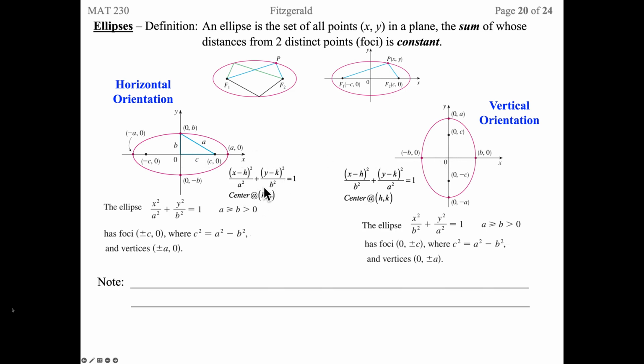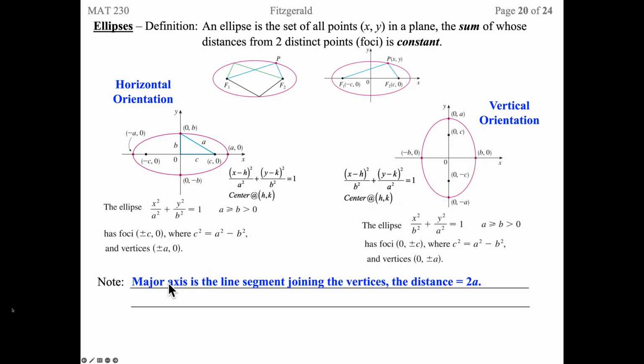If we move our center to h comma k, like we did with our parabola, we could change the vertex to h comma k. The changes in the equation that you will see is the minus h and the minus k will be with the x and the y. And we just relocate our center and we count left and right a, up and down b, or up and down a, left and right b for our ellipse.